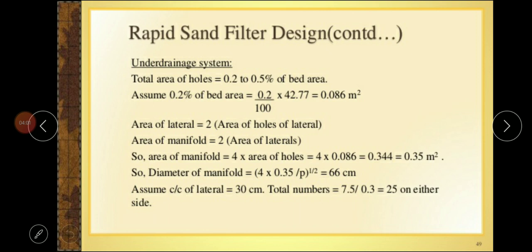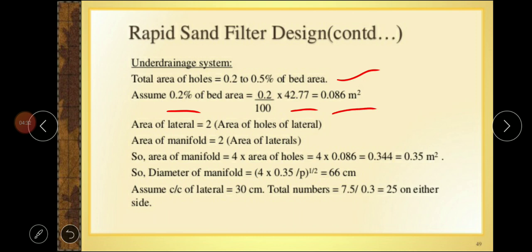Now the design of under drainage system. So here total area of holes, it is assumed, that is 0.2 to 0.5 percentage of bed area. So here taken 0.2 percentage of bed area is equal to 0.2 divided by 100, because it is in terms of percentage, into each bed area is 42.77. The total area of the holes is 0.086 meter square.